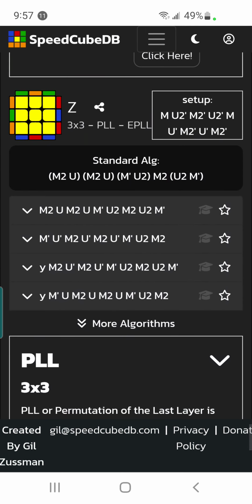Now for the last, 21st PLL. M2, U, M2, U, M prime, U2, M2, U2, M2, M prime. Now do a U2 to get the same pattern.